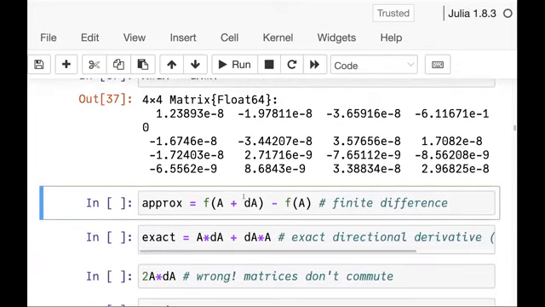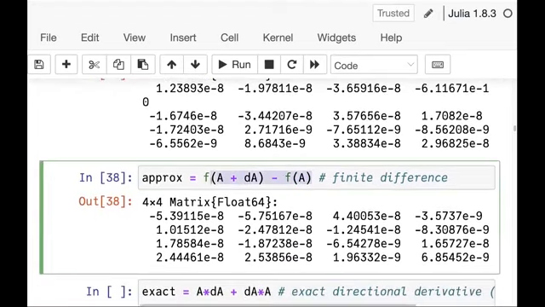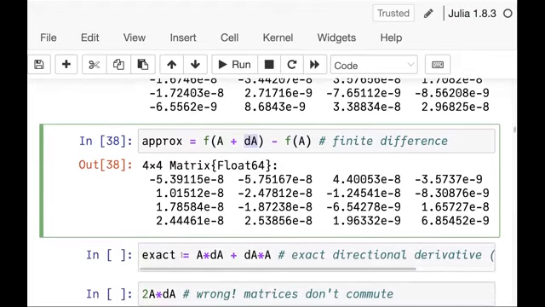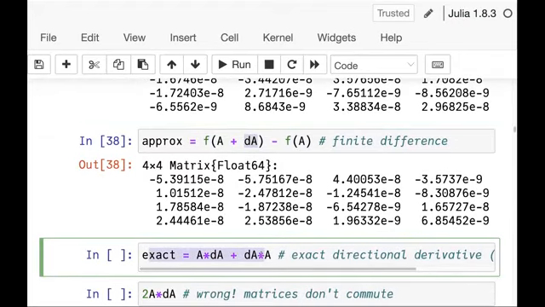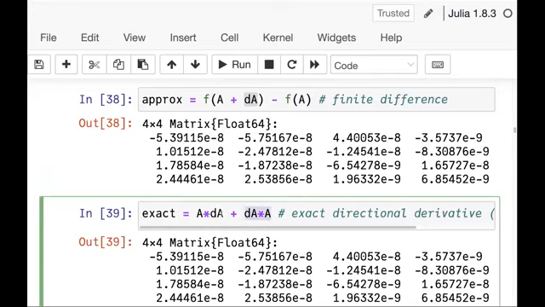Okay. So now our finite difference approximation is just f of A plus dA minus f of A. It's just the most simple, stupid thing directly from the definition of the derivative, but plugging in a non-infinitesimal change dA. Pretty small, but non-infinitesimal. So we get this approximate change. It's small, but it's of the same order as delta A, right? So the exact derivative again is going to be A times dA plus dA times A. And again, this is small because delta A is small.